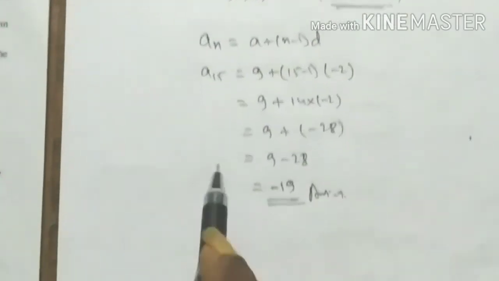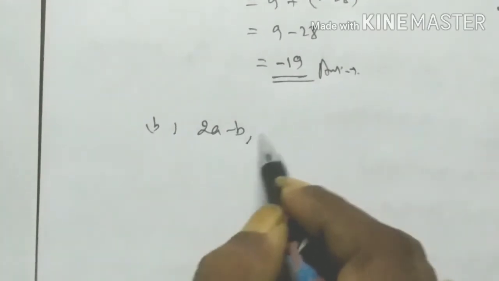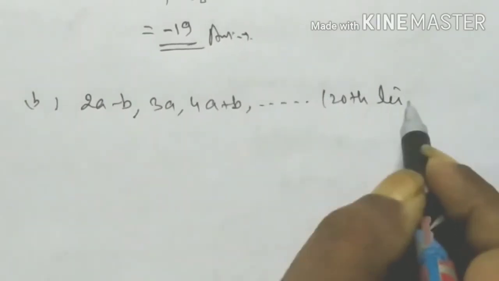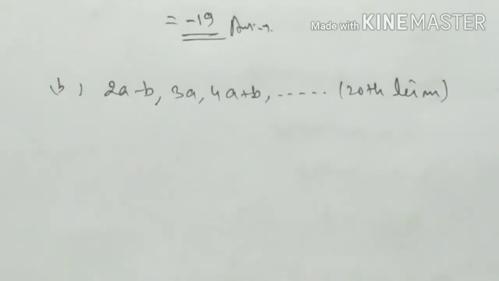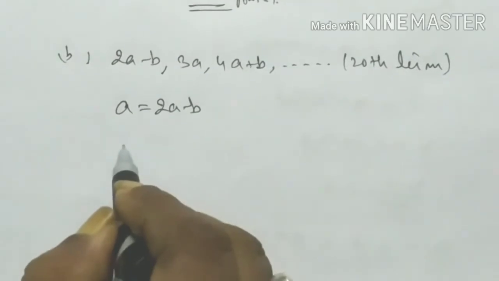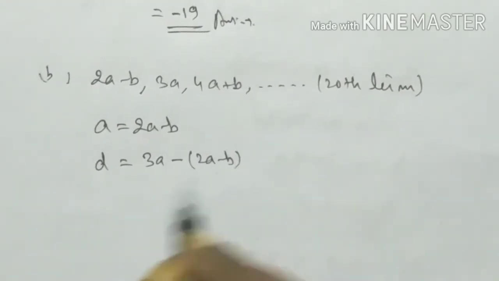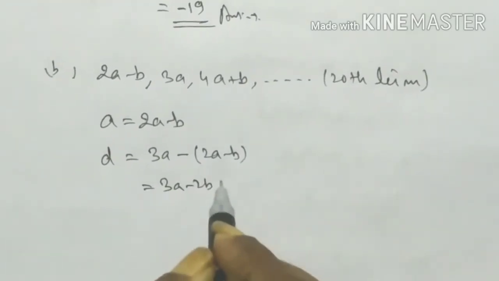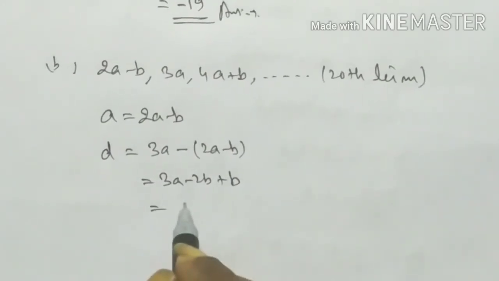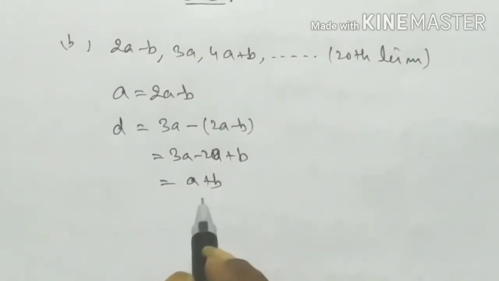Now again, I am going to do question number B. The sequence is 2a minus b, 3a, 4a plus b, and we have to find the 28th term. So here again, your a, the first term, is 2a minus b, and your common difference d is the second minus first, that is 3a minus (2a minus b), which comes out to be 3a minus 2a plus b, and this is equal to a plus b. So your common difference is a plus b.